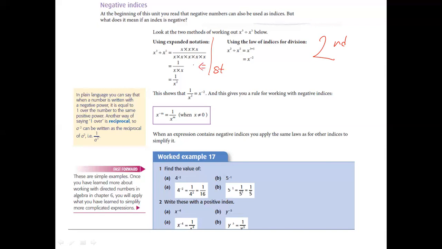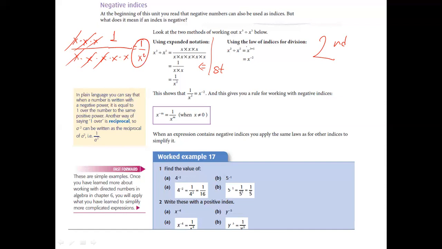This one is first. Using expanded notation, how can I expand x power of 3? You can write x times x times x. And how can I write x power of 5? x times x times x times x times x. Now in a fractional number, we know if the numerator and denominator are the same, you can simplify them one by one, x canceling x. So there we have just 1 on top, and in the denominator x times x is x squared. So the answer is 1 over x squared.